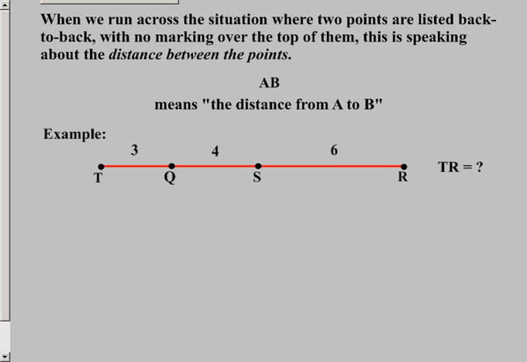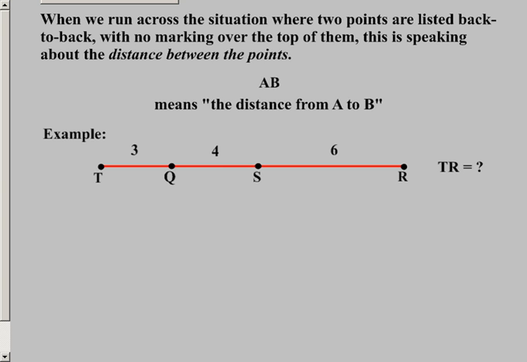Okay, now the question that's being asked of us, and let's look at that notation that just appeared on the right, says TR equals question mark. Now it's important to know what that just asked for, because if you don't know what it's asking for, chances are you are not going to answer it correctly. Remember, when we have 2 points back to back with no marking over the top for them, this is asking for a length. The question is asking how far is it from T to R. So our answer should be a number.